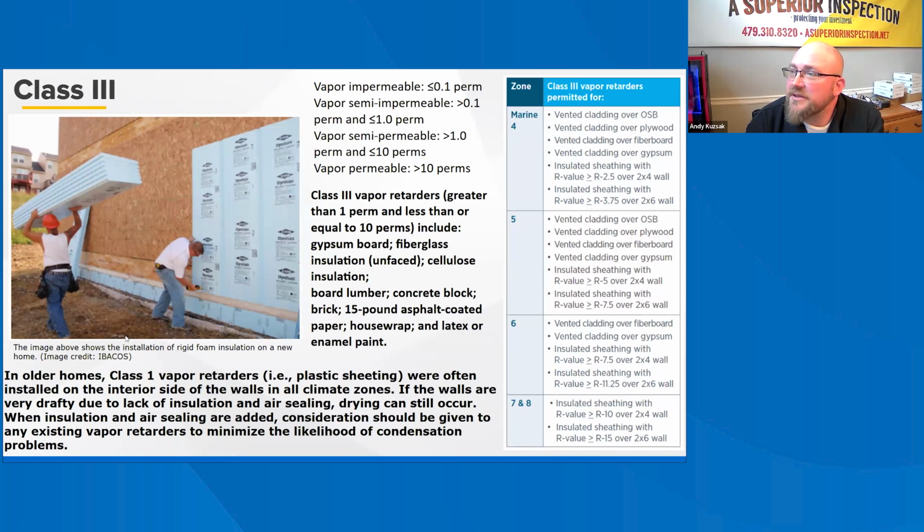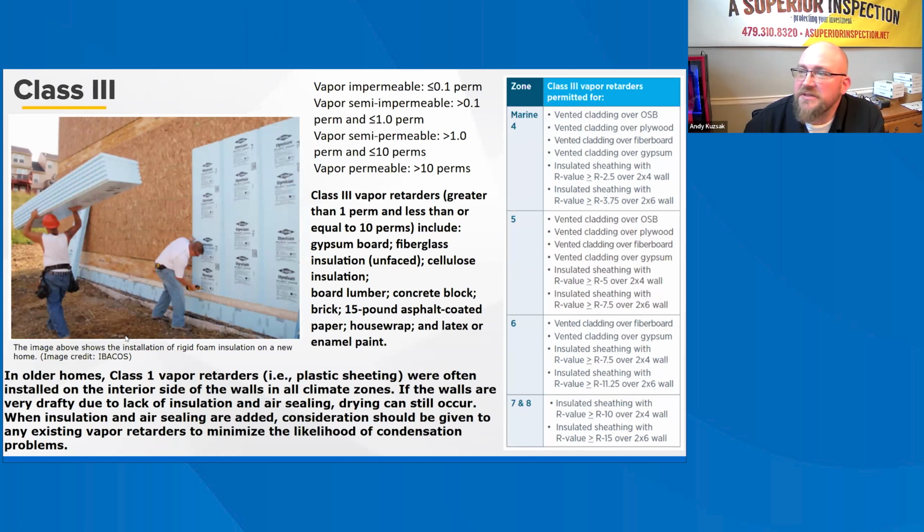When the wall is constructed in a way that allows drying through the use of vented cladding, examples like brick or lap siding with an airspace behind it, or reduces the potential for condensation by use of insulating rigid foam sheathing.